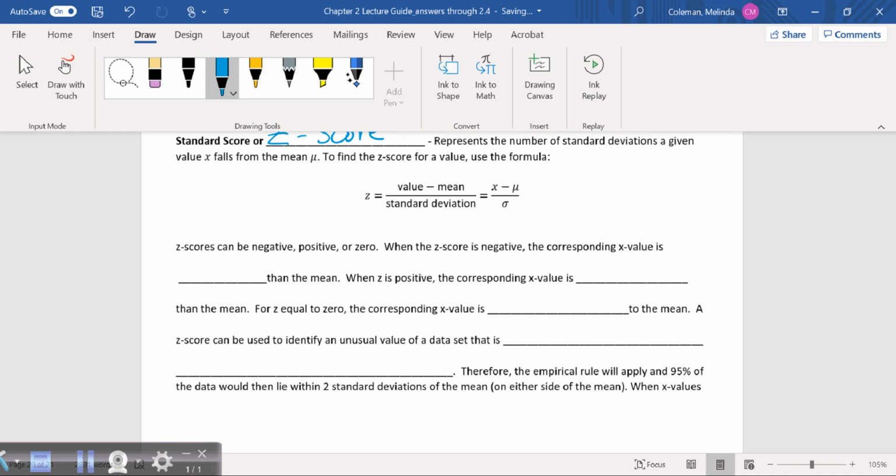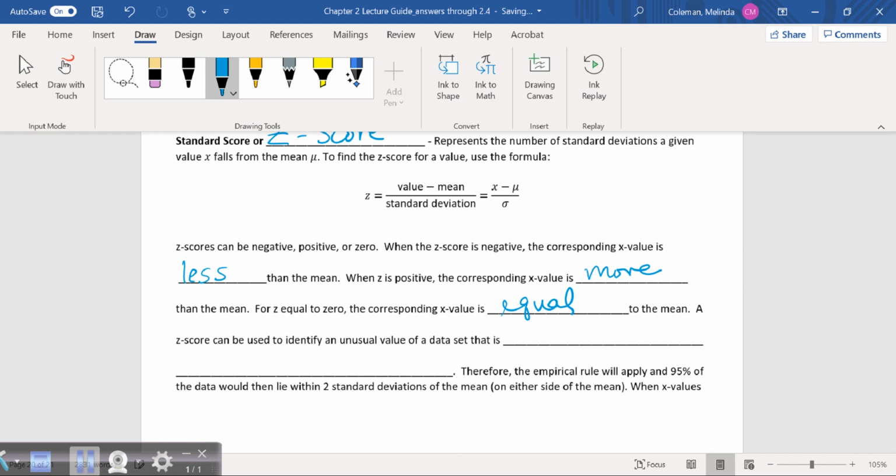So Z-scores can be positive, negative, or zero. When the Z-score is negative, the corresponding value is less than the mean. When Z is positive, the corresponding value is more than the mean. And for Z equal to 0, it is exactly the mean. So it's equal to the mean.